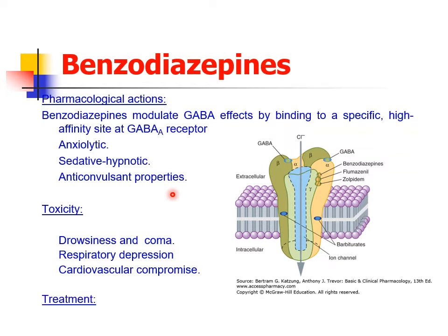Benzodiazepine toxicity can be treated by flumazenil. Flumazenil is a benzodiazepine receptor antagonist. So if a patient presents with benzodiazepine toxicity, treatment will be by giving flumazenil.